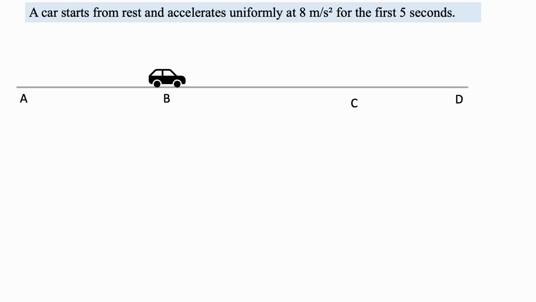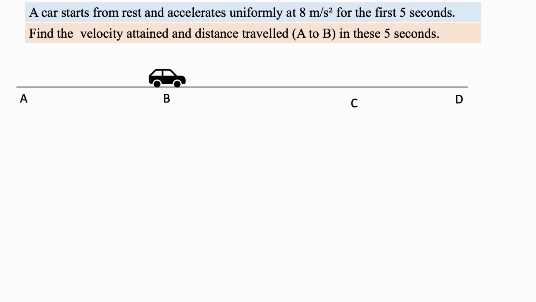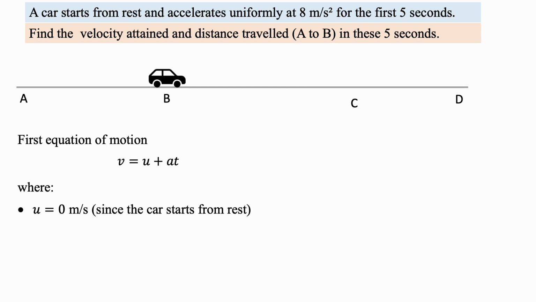To find the velocity, we will be using the first equation of motion, v equal to u plus at. On substituting the values, we will get the velocity equal to 40 meters per second.